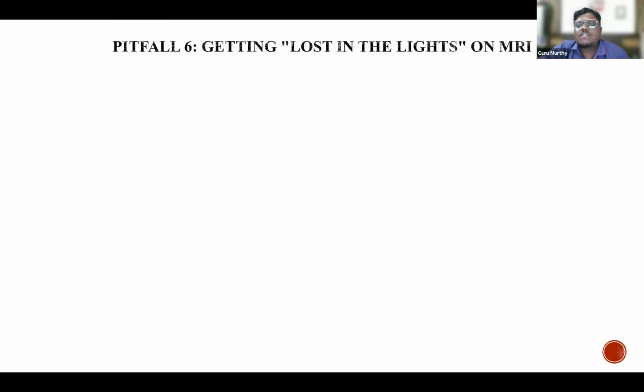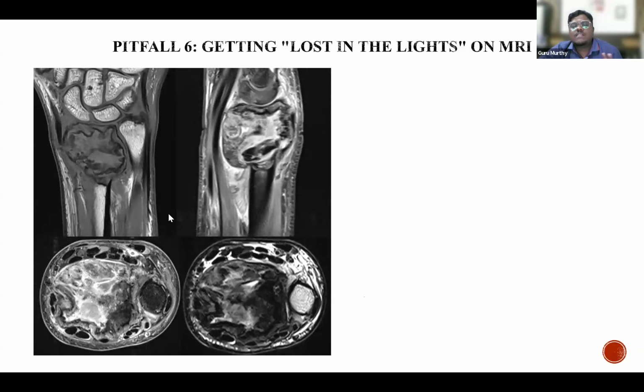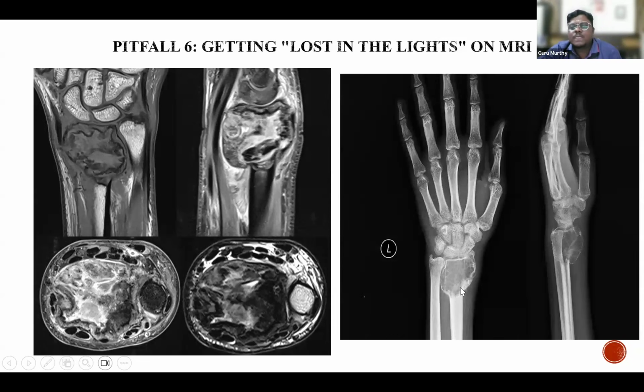Next, don't get lost in the lights of an MRI. Don't just start seeing the MRI first and then come to the X-rays. If you see here, this looks like a bizarre lesion in the distal end of the radius. You will be shocked to see how weird the MRI images look, but it is just a simple case of GCT.